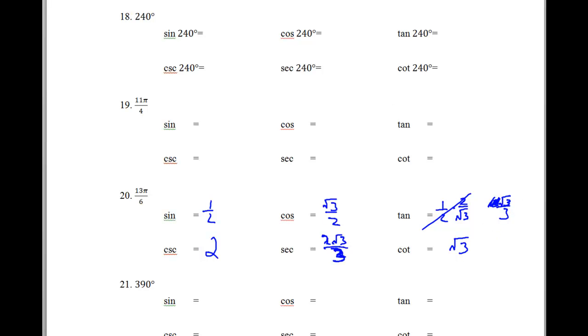All right, 390 degrees. Well, 390 degrees is the same thing as 30 degrees, because you'd go around the circle 360 degrees, and 360 from the 390 is equal to 30. So the answers are going to be exactly the same. Hooray! Just showing you an equivalent way to get around the unit circle there.